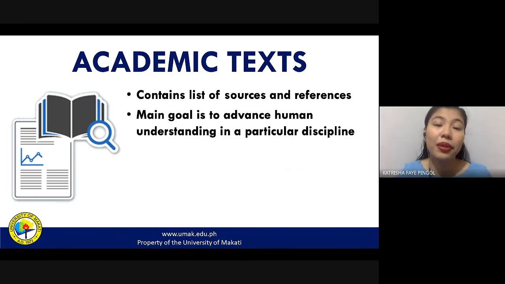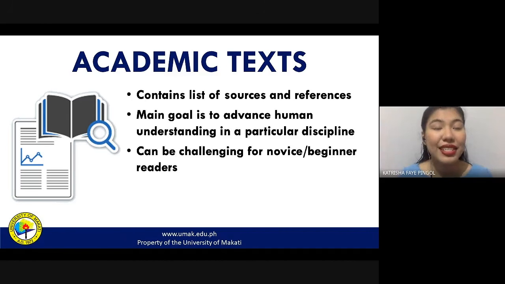The main goal of academic text is basically to advance human understanding in a particular discipline. So there's a particular topic that more often than not is very unfamiliar to your readers. And as someone who is a professional in that particular field, or who has broad knowledge of that particular topic, you just want your readers to basically understand what that particular topic or concept is all about.